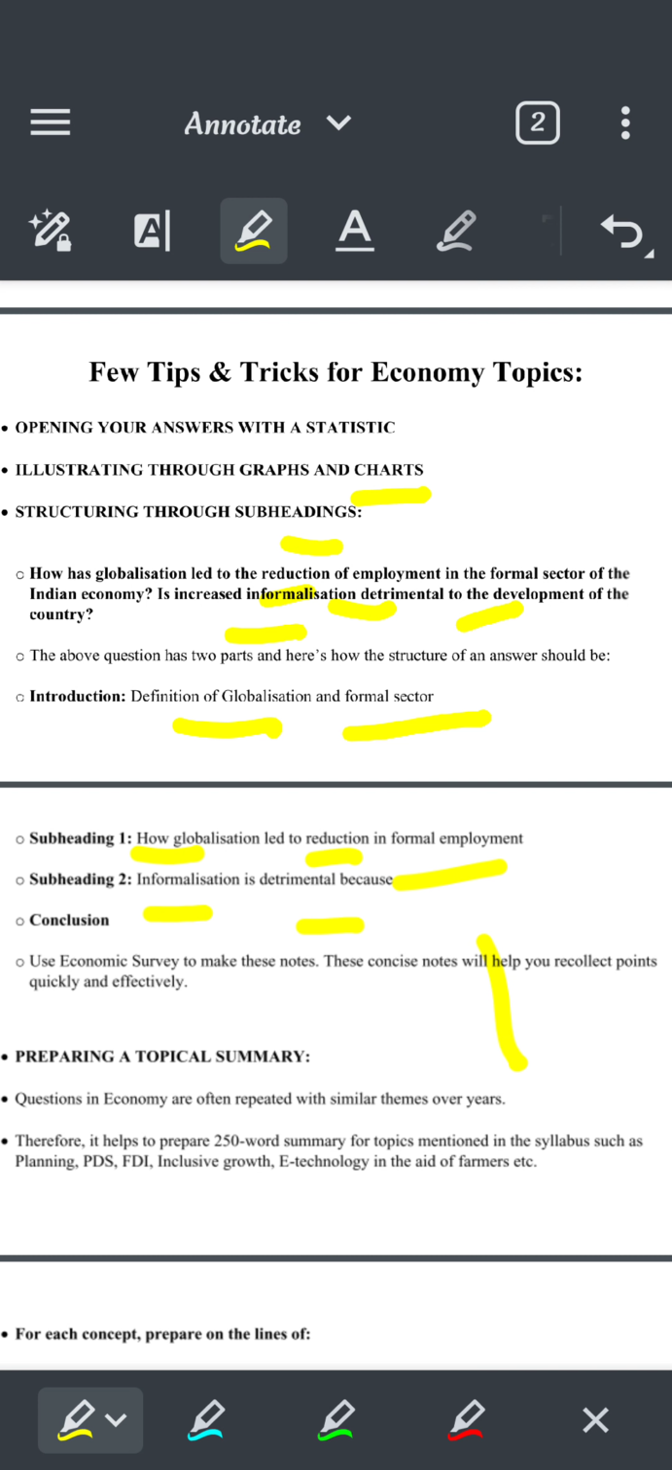write the conclusion. And also in the conclusion, you can write about the various international best practices which have improved the level of employment despite the level of globalization increasing in those countries. Okay, so for economy topics, you can use the economic survey to make notes. These concise notes will help you to recollect points quickly and effectively.